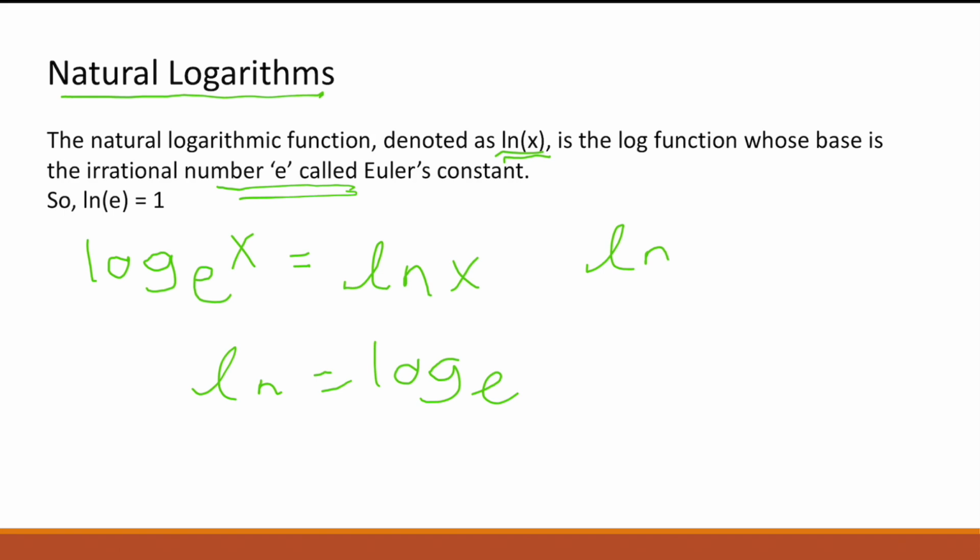Whenever you write ln, it means that you have a logarithm with the base e. So when I say ln of e, the base is already e, so it is log base e of e, which will evaluate to 1, which is what I've written right here. So remember one thing, whenever you have an ln, it is just a logarithm with the base e. Let's now move on to some practice questions.